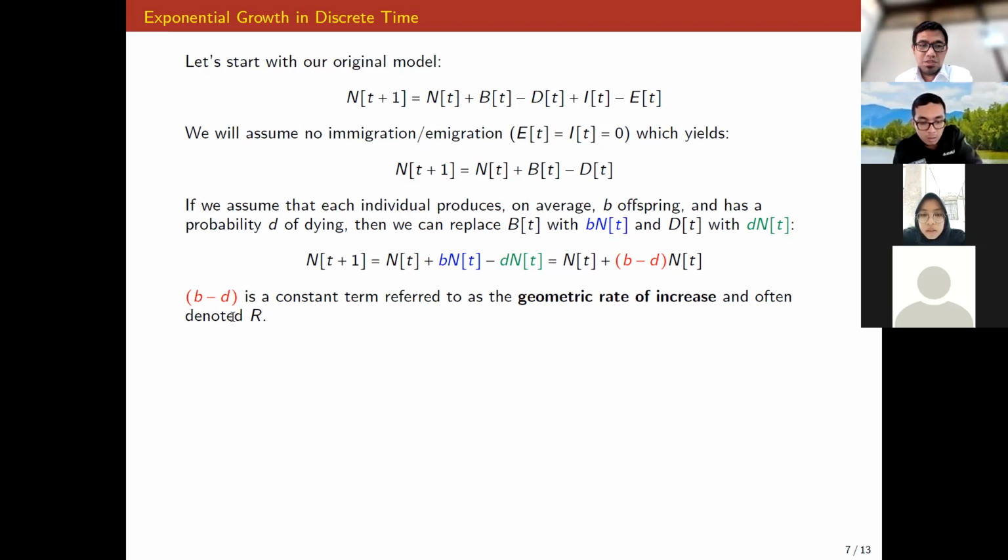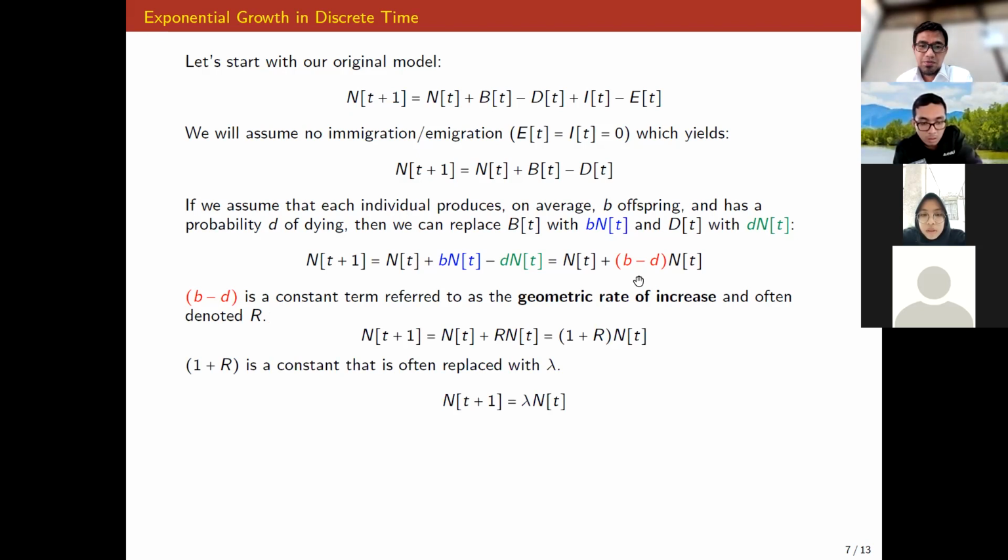Okay, so b minus d, we denote it by r. So we just replace this b minus d by r, and then we can collect these two terms, and it becomes 1 plus r times n. Because r is a constant, 1 plus r is also constant. So we can again simplify the expressions of these equations by replacing 1 plus r with lambda, for example. So we have n_{t+1} is equal to lambda times n_t.